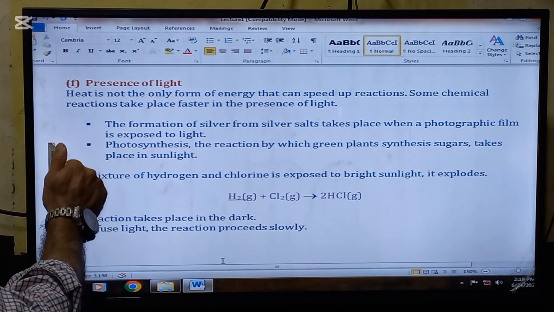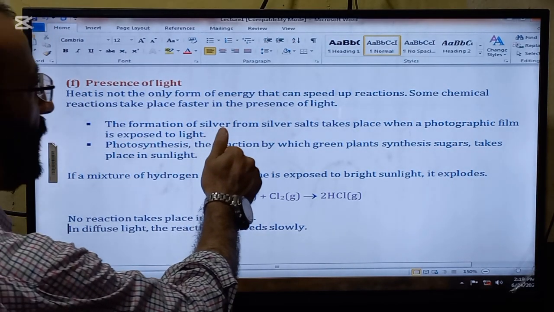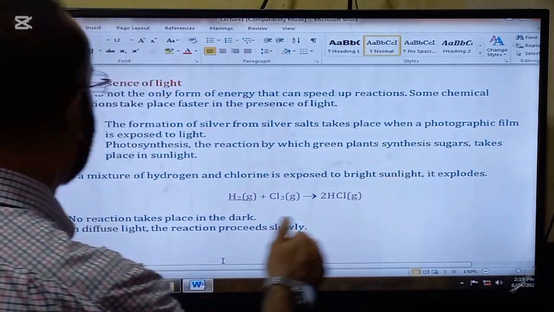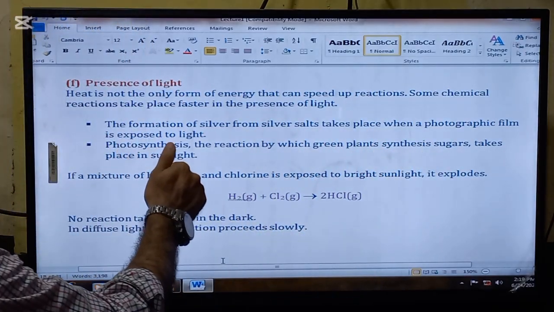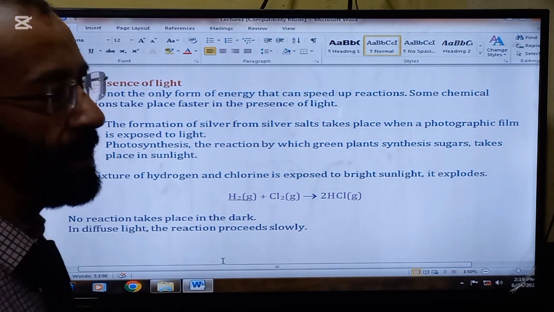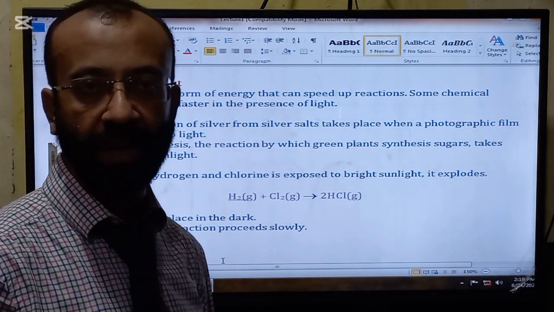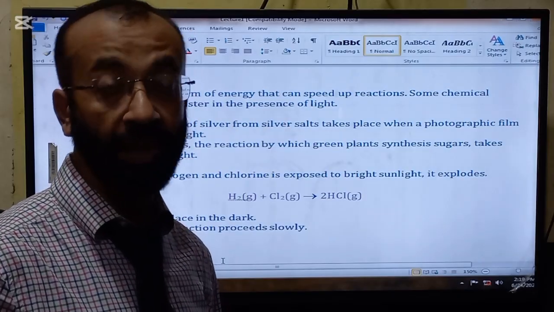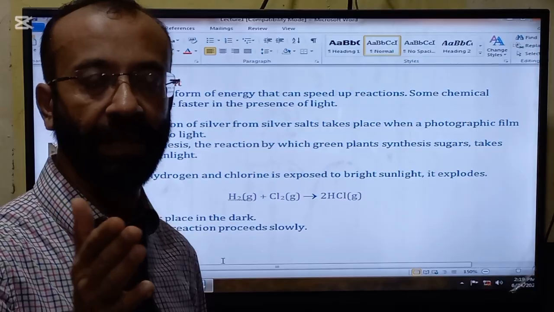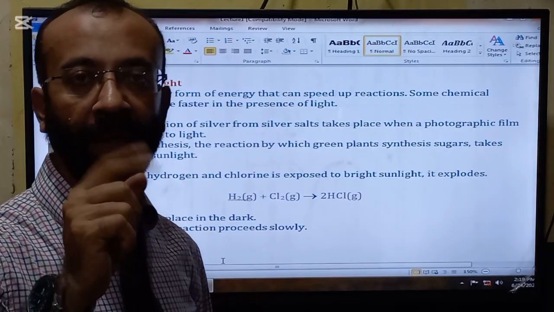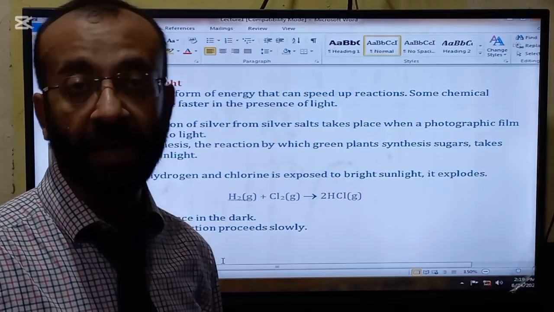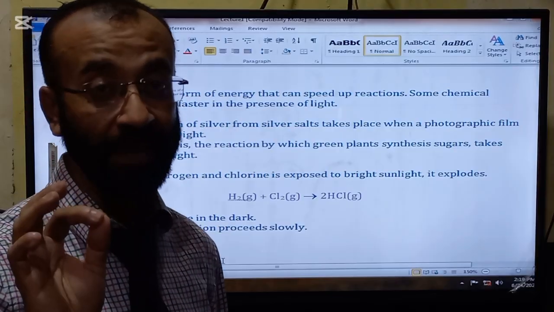Concentrate yourself. Heat is not the only form of energy that can speed up reactions. Some chemical reactions take place faster in the presence of light. Some reactions speed up in the presence of light. For example, you have studied in your junior classes that the photosynthesis process takes place only in the presence of sunlight. That is one very common example.